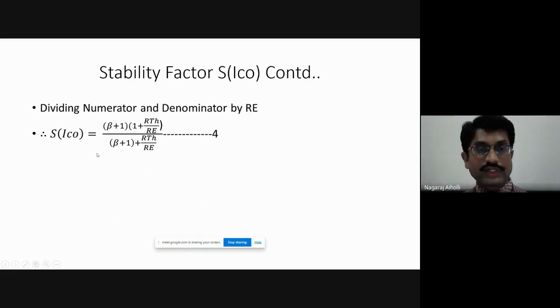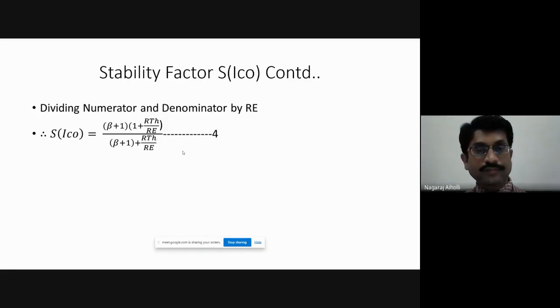So what is the final equation for S of ICU for the voltage divider bias circuit? S of ICU is equal to beta plus 1 into 1 plus RTH by Re, the whole divided by beta plus 1 plus RTH divided by Re. So this is the equation for the stability factor of the voltage divider bias circuit.